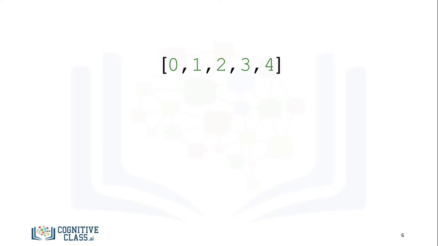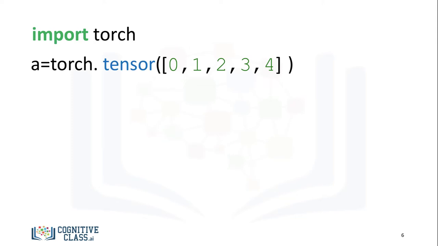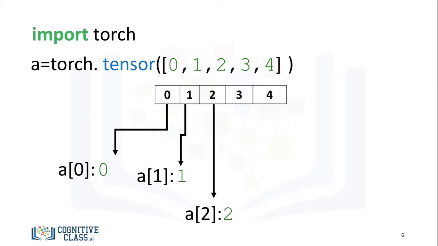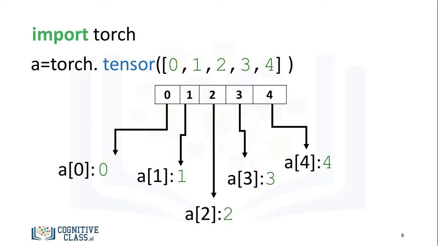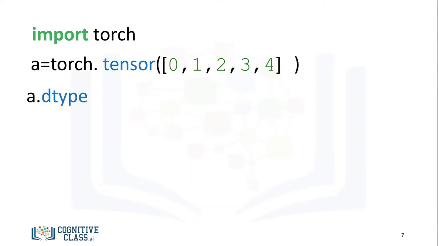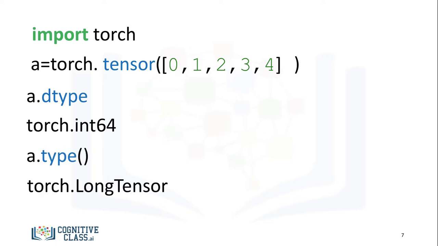We can create a tensor from a list. First, we import PyTorch. Then we cast a list to a tensor. We can access each element in the tensor via index. Just like a list, the elements correspond to an integer within square brackets. We can use the data attribute dtype to find the type of data stored within the tensor, in this case, int64. We can use a method type to find the type of tensor. In this case, we have a long tensor.